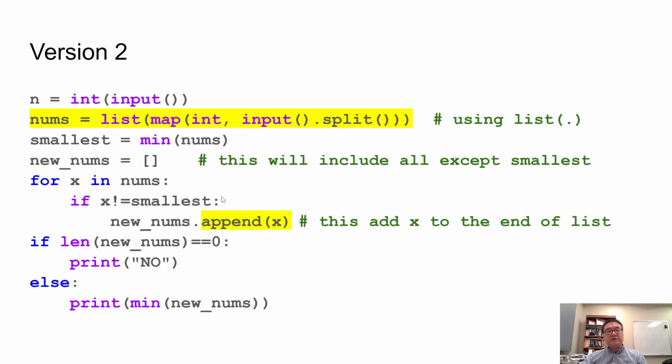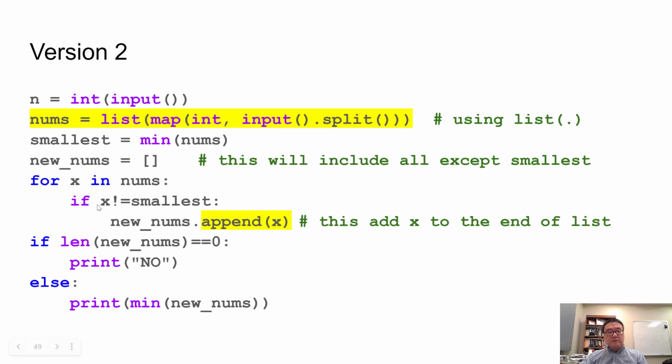Once we have constructed this new list, the answer will just be the min of this new list, because we already removed the smallest element from the list. So the min of the remaining elements will be the second smallest. Of course, this new list may be empty, in which case we'll just print no.